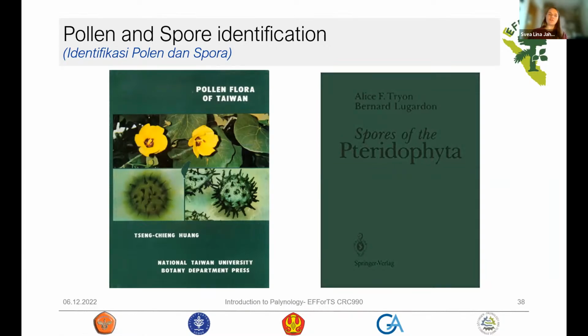Of course, also use papers that you find. There's a lot of papers which only discuss morphology. So you have a lot of pictures of different pollen from specific botanical regions, actually, which can help you identify your pollen.